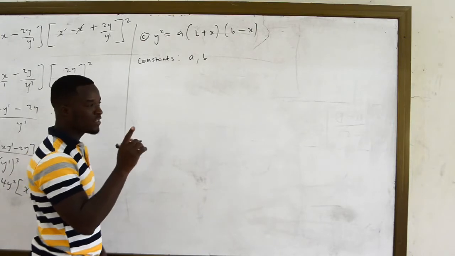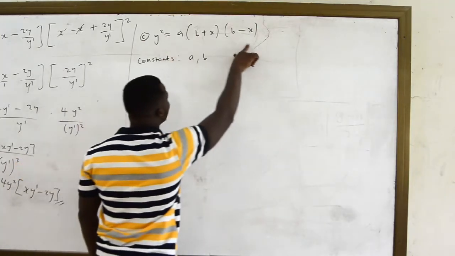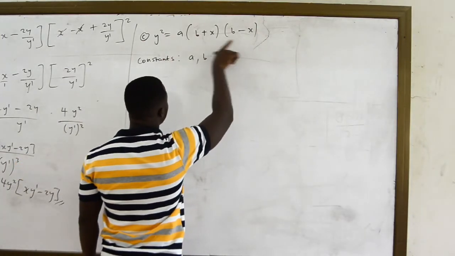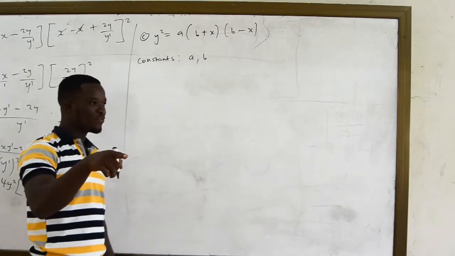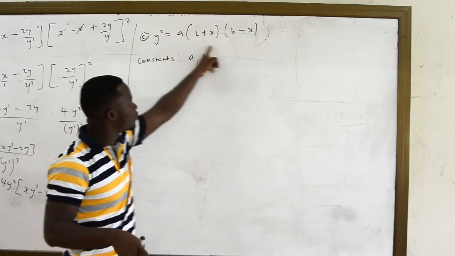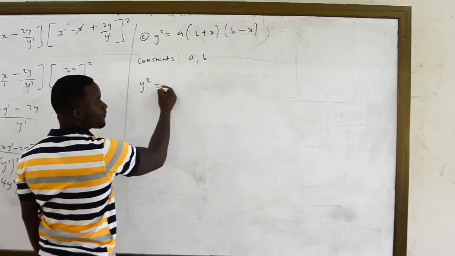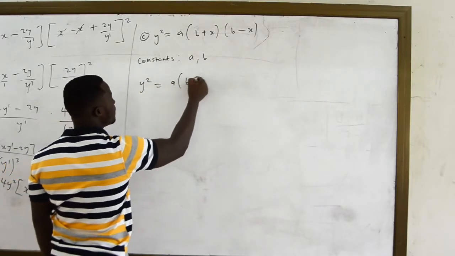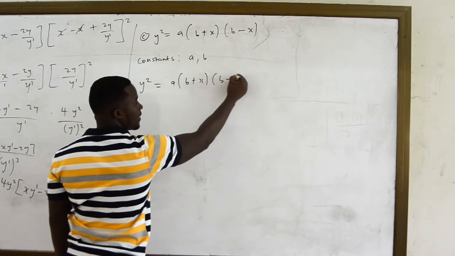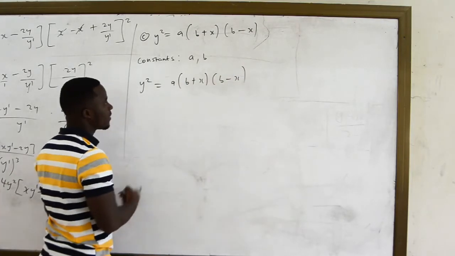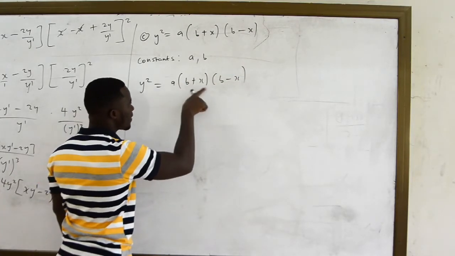But before we differentiate this one, how to differentiate this side will be a problem. The tricky part is that first we will try to do this. So I have y squared is equal to a (b plus x)(b minus x), which is bracket will be b.